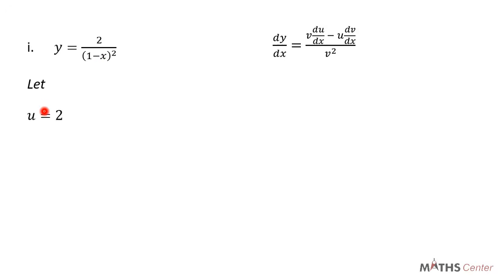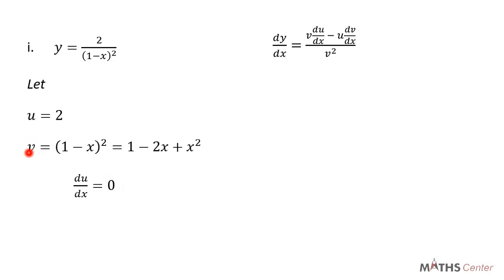So here I'll let u be equal to the numerator, which is 2, and v to be equal to the denominator, which is 1 minus x squared. When you expand 1 minus x squared, you have 1 minus 2x plus x squared. Now I'll need du/dx and dv/dx. du/dx, so you differentiate u with respect to x. Now here the function u is equal to 2, which is a constant. We know that when you differentiate a constant, you get 0. So du/dx will give us 0.